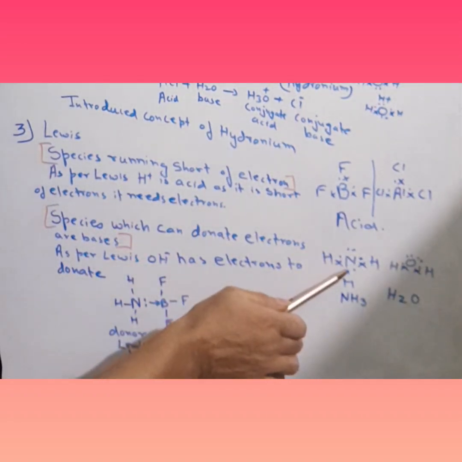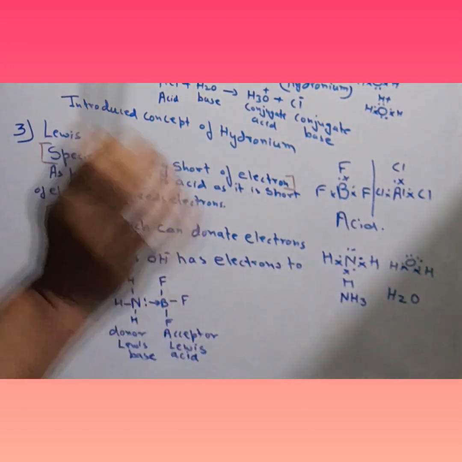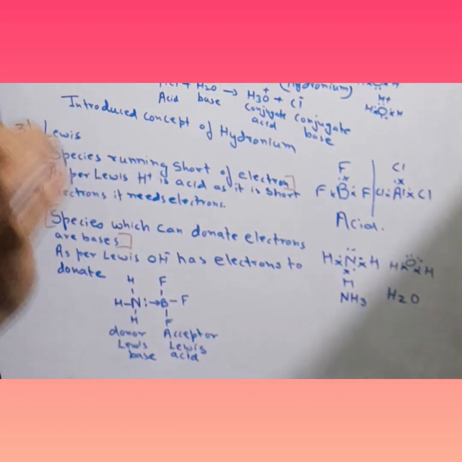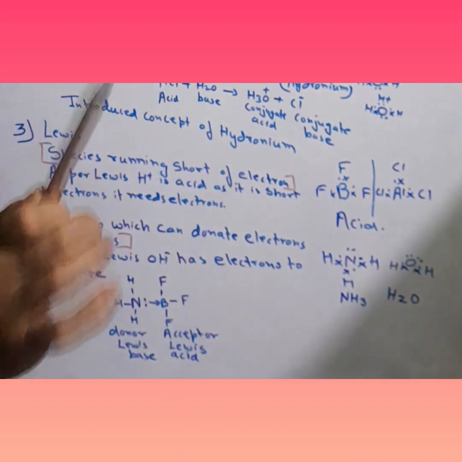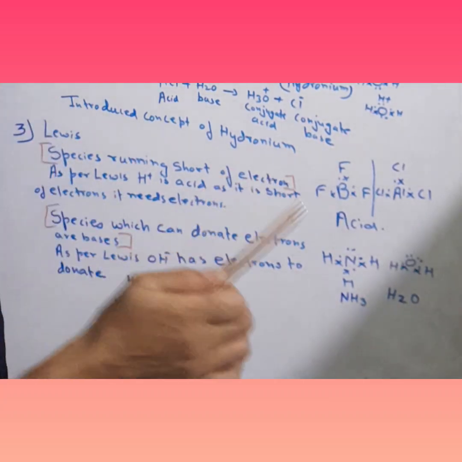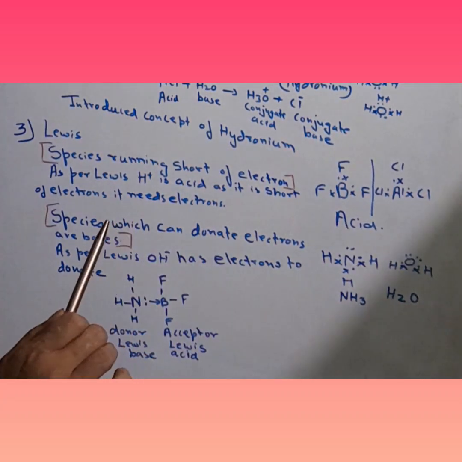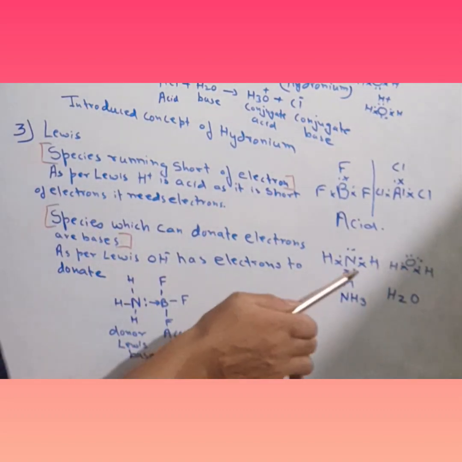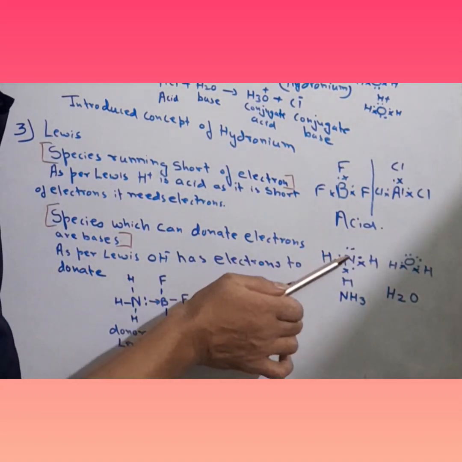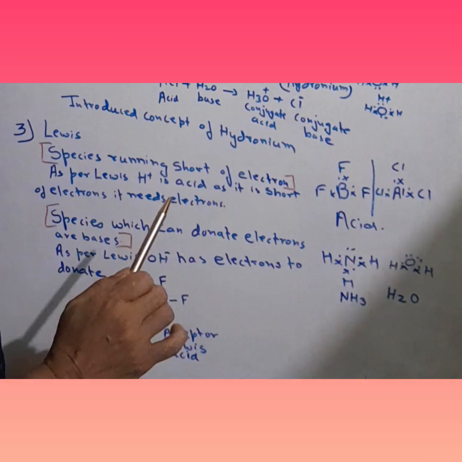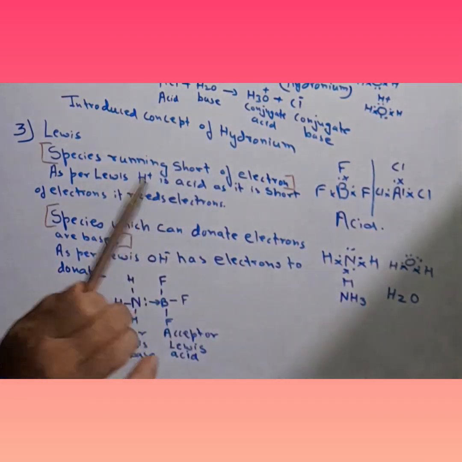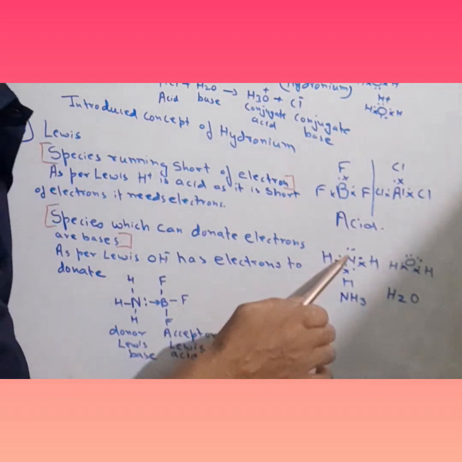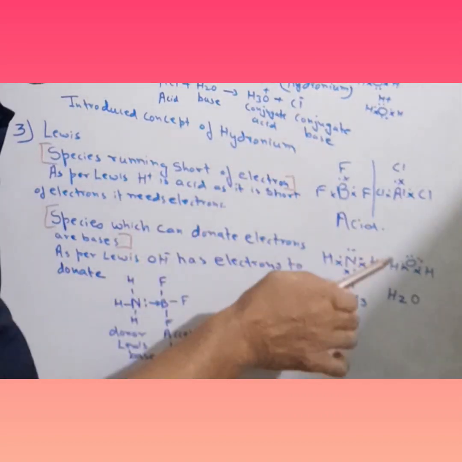Now in the case of bases, what we find is, if we check out ammonia and water, nitrogen has 5 electrons in its valence shell. It needs 3 more electrons to complete its octet. So what it does, it shares with 3 hydrogens and forms ammonia, but it has a lone pair of electrons, 1 lone pair. This can be shared. So we can say that it has an excess of electron pair. Now since it can share, it acts as a base. Same story is with water also.